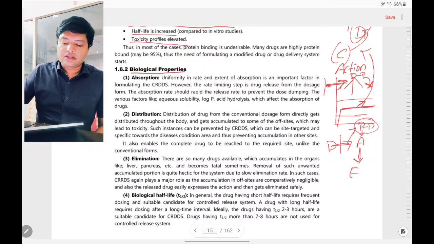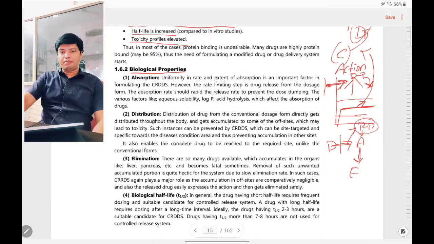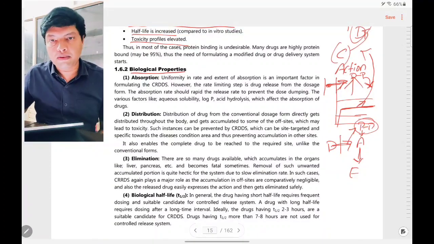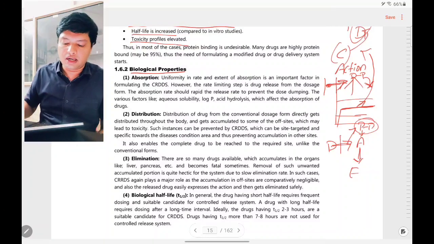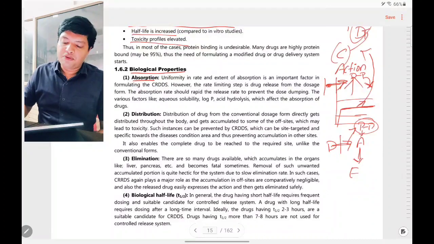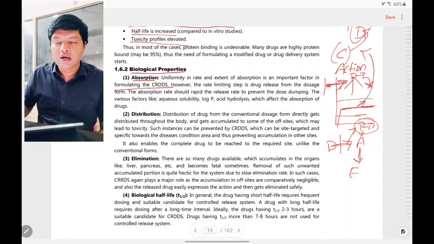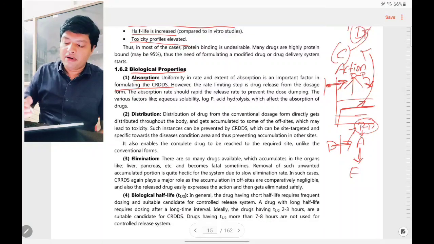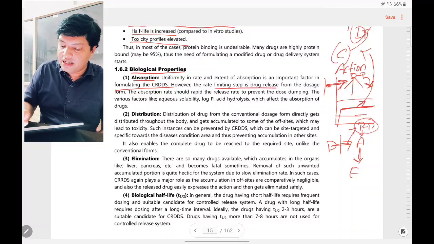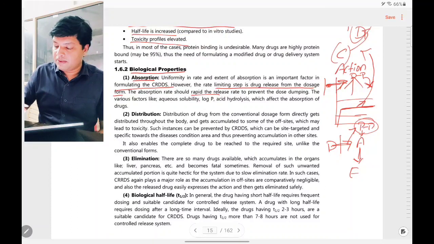Now next we come to another factor, that is biological properties. What are the biological properties which will influence the design of your controlled drug delivery? Absorption. Absorption is an important factor which plays a role in the formulation of controlled drug delivery systems. However, as the rate limiting step of drug release from the dosage form, the absorption should be rapid. That's what I said.